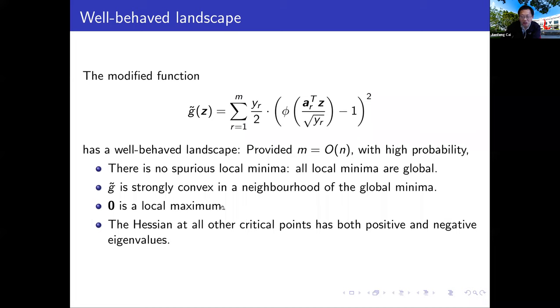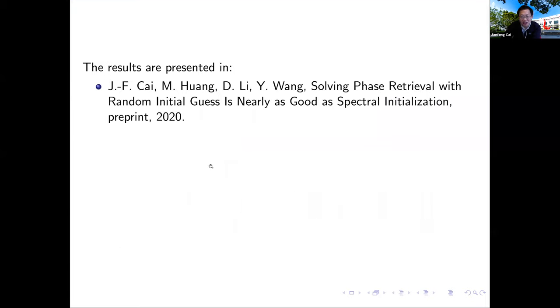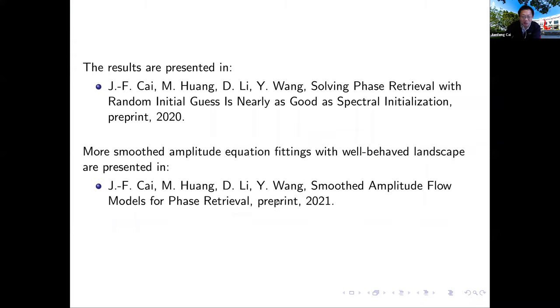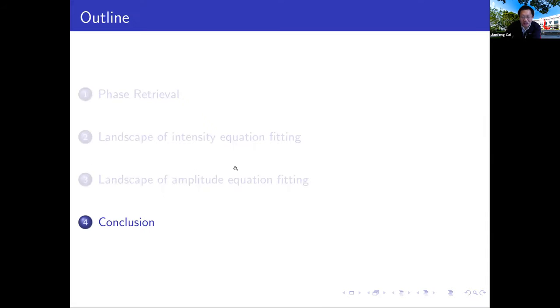So all these results are just similar to the results for the intensity least squares. So the results are just presented in the preprint. Actually, in the new preprint, we provided a more smooth amplitude equation fittings with well-behaved landscape. Yeah, so these are our results.